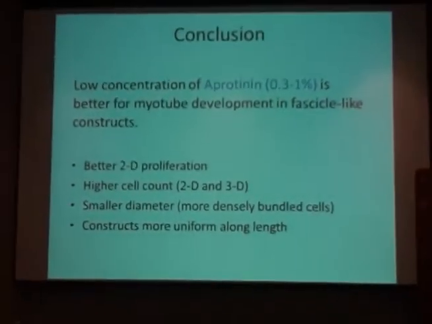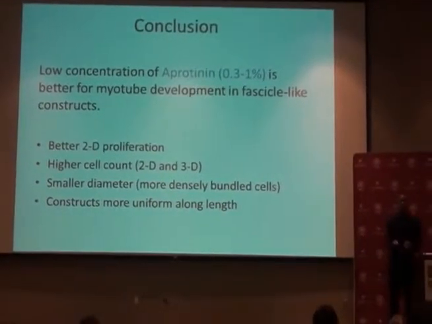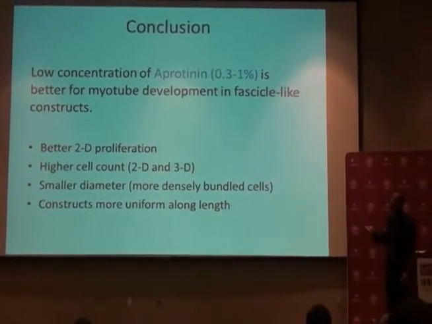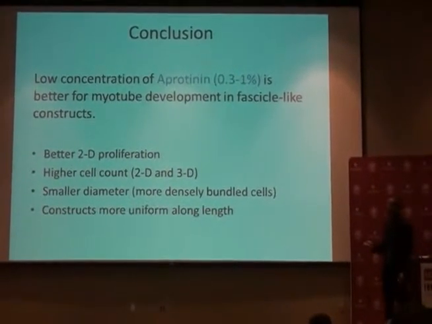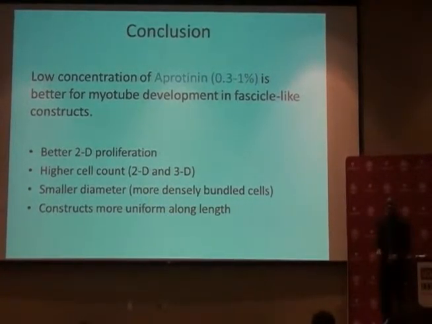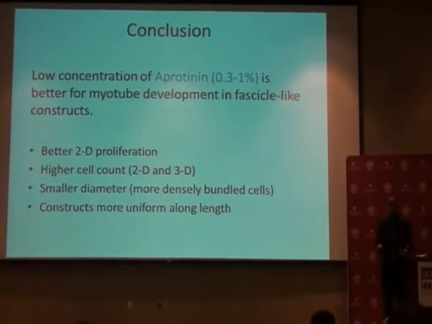So in conclusion, we see that a low concentration of a protein is best for myotube development in fascicle-like constructs. In low concentrations of a protein, we see better 2D proliferation, we see a higher cell count in 2D, and in 3D, we see a smaller diameter, and we see that constructs are more uniform along their length.